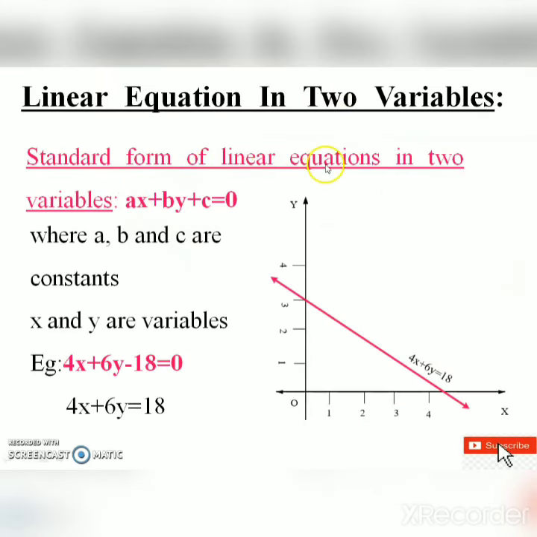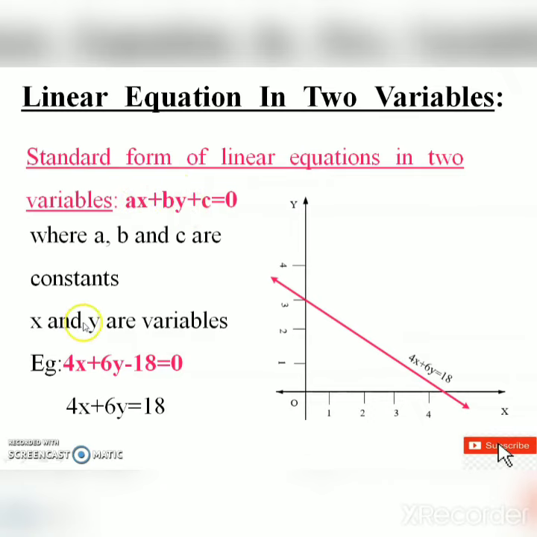So the standard form of linear equation in two variables is ax plus by plus c is equal to 0. So how many variables are there here? x is one variable and y is another variable. So two variables are there and how many constants are there? 1, 2, 3. Three constants are there. a is a constant, b is a constant, c is a constant. What do you mean a constant? Constant means numbers. So a, b, c are numbers here, that is constants, and x, y mean variables. Variables means, remember, alphabets or letters are variables.